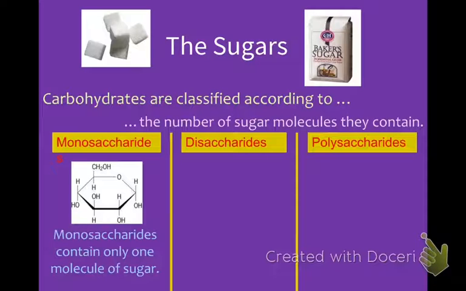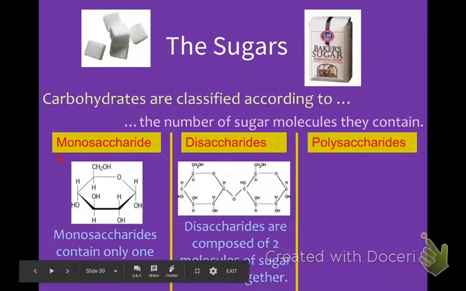Disaccharides, how many do you think that is? Two. Excellent. Composed of two sugar molecules.